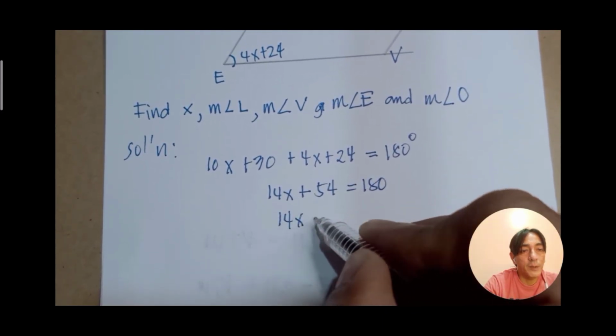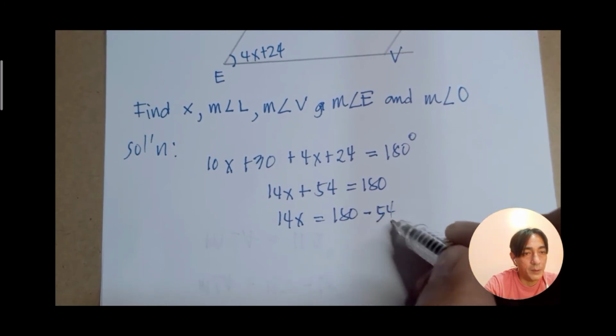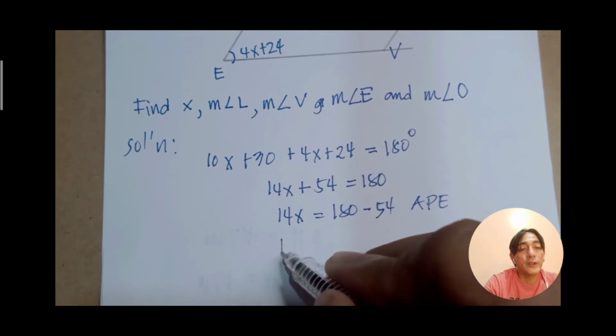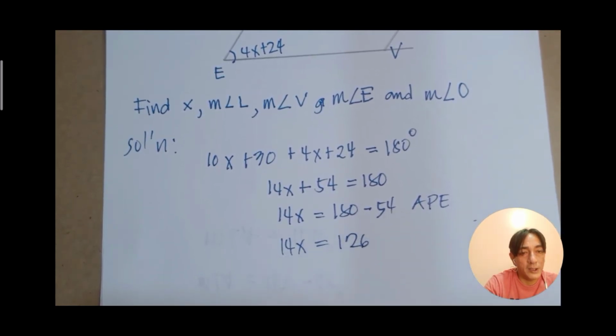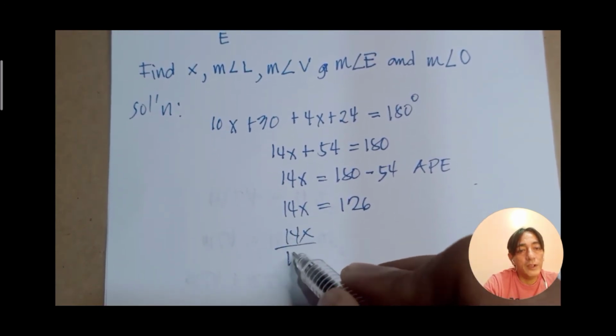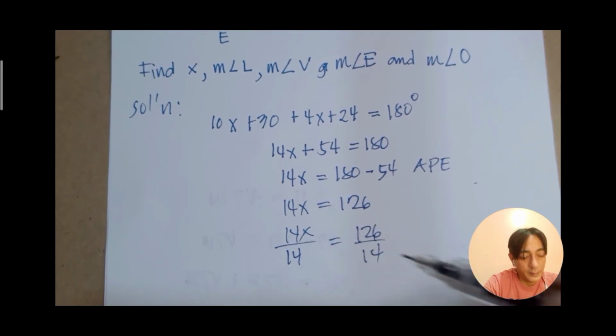Transpose natin yung 54 to the other side. So, 14x equals 180 minus 54. Addition property of equality. So, 14x now will be 180 minus 54, which is 126. Okay, so divide both sides by 14 using the multiplication property of equality.